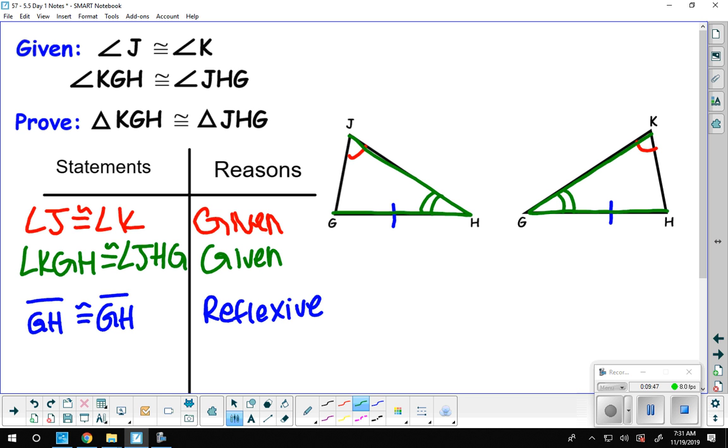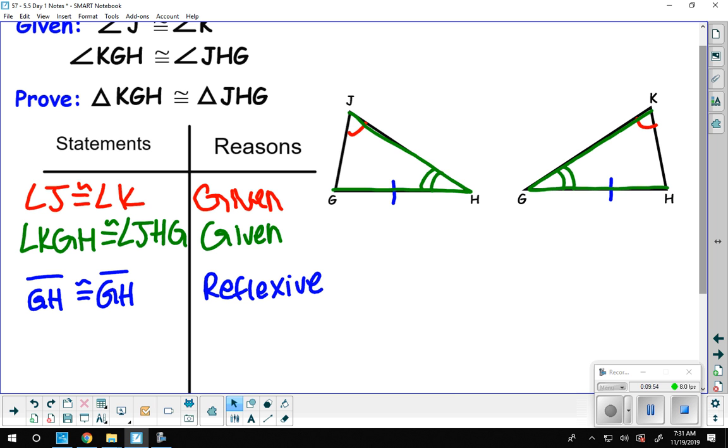And now I have three pieces of information. So we had the two givens, which were angles, and then we had our overlapping side. So now we just have to figure out what congruency postulate this is. We have angle, angle, side. So how do I know if it's angle, side, angle, or angle, angle, side?